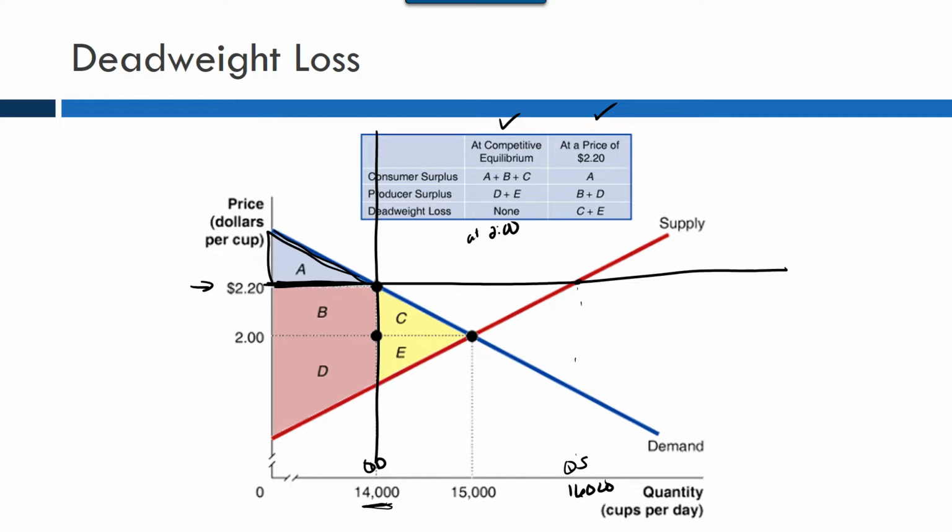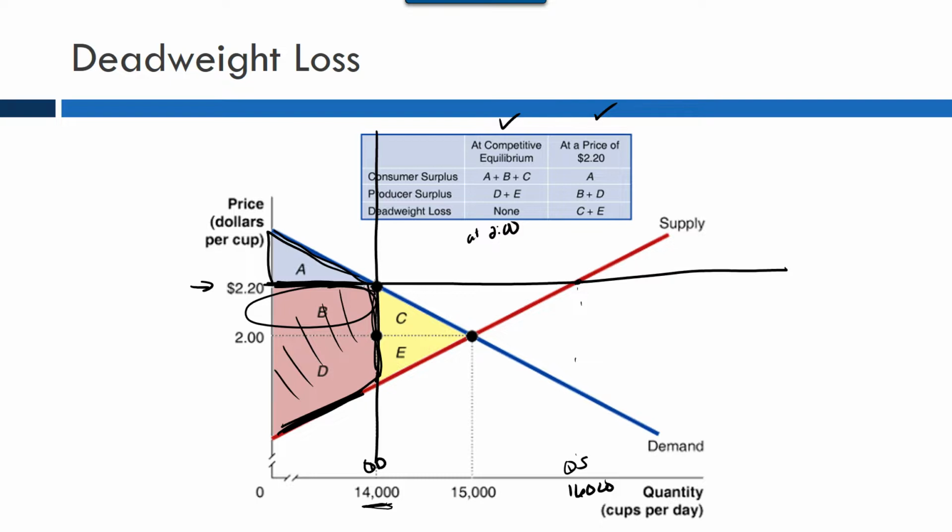Now, we said producer surplus is the area between the price and the supply curve. But they only sell 14,000, so it cuts it off right here. So the producer surplus is now this area right here, B and D. Now this area B got transferred. That used to be consumer surplus, and now it's producer surplus. So it got moved from the consumer to the producer.